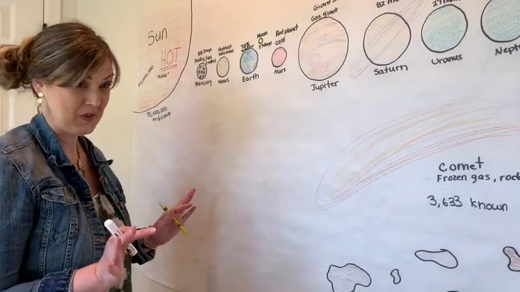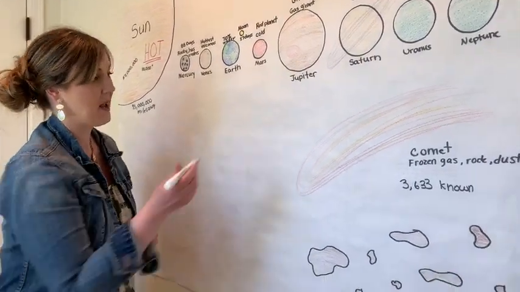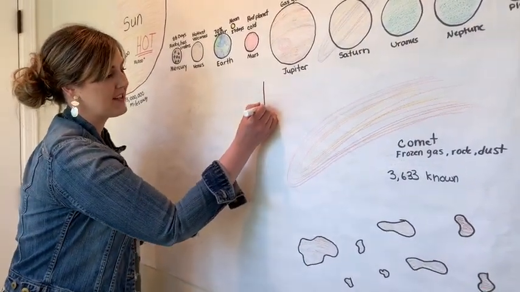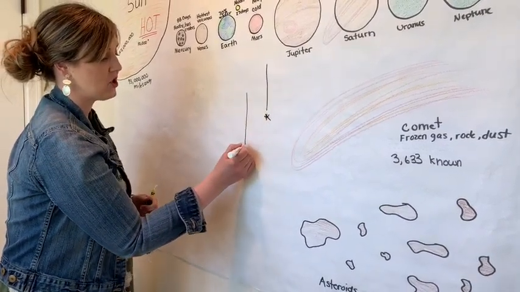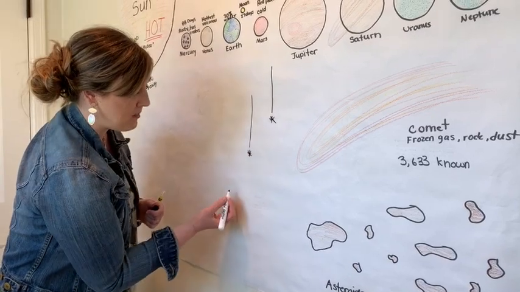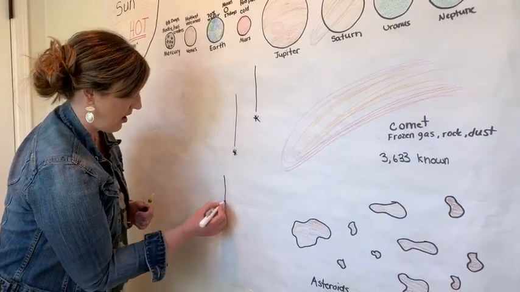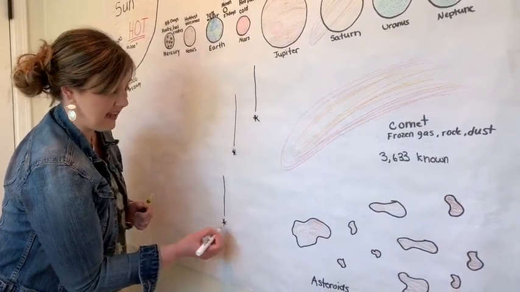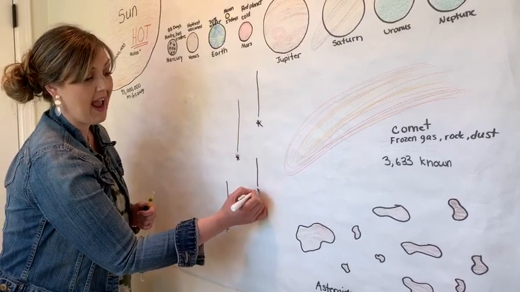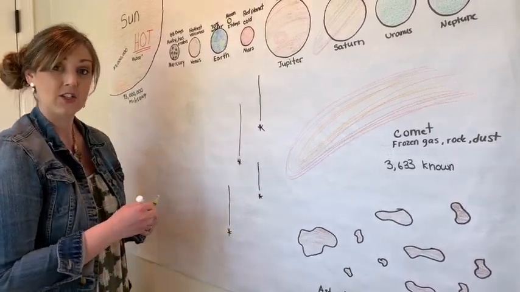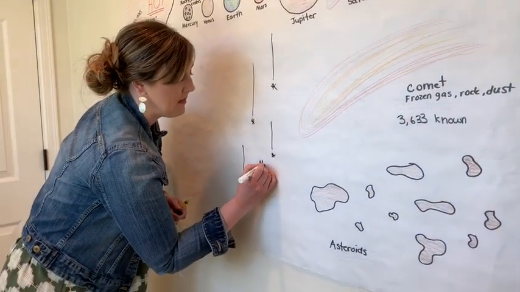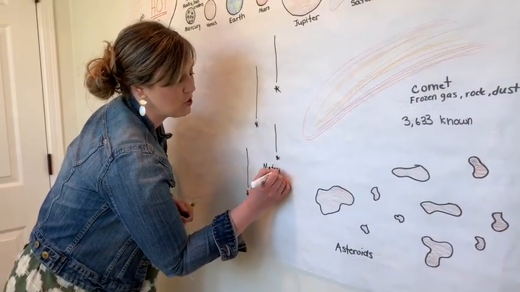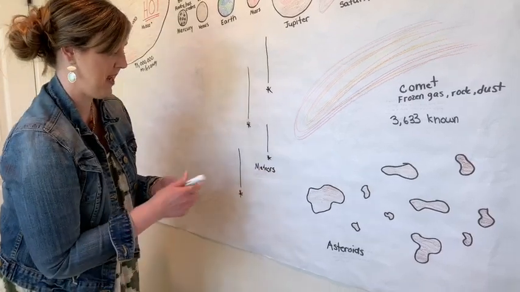Okay, and you know what else is up in space? Meteors. You might call them shooting stars. Meteors are space rocks that fall through our atmosphere. And when they land on Earth, we call them meteorites. But meteors are shooting stars, space rocks.